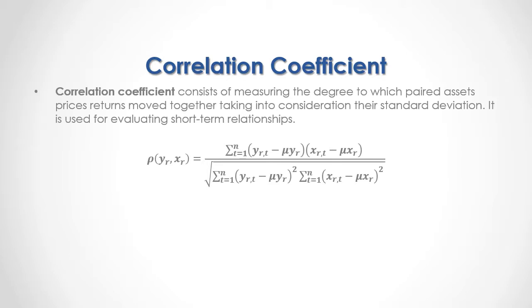As a formula, correlation coefficient between asset Y and asset X returns is equal to, and then within the numerator we have the sum from the first to the last of the difference between asset Y returns minus their arithmetic mean multiplied by the difference between asset X returns minus their arithmetic mean. That result is then divided by the square root of the sum from the first to the last of asset Y returns minus their arithmetic mean to the power of 2 multiplied by the sum from the first to the last of the differences between asset X returns minus their arithmetic mean and that result to the power of 2.